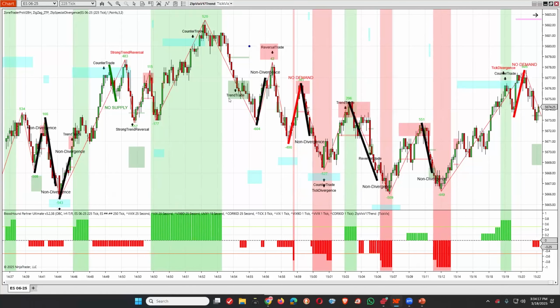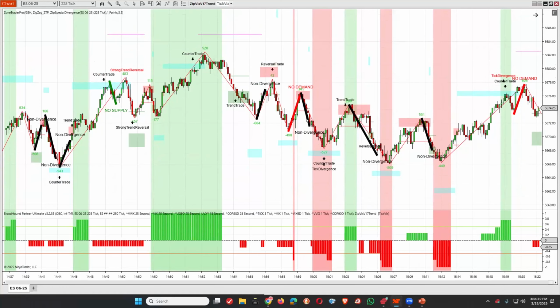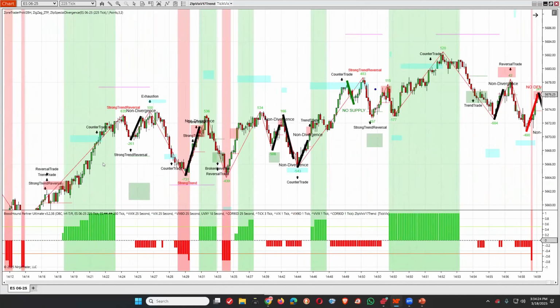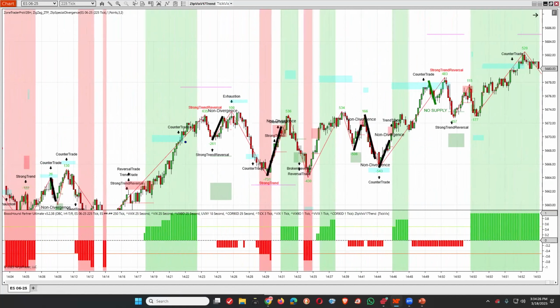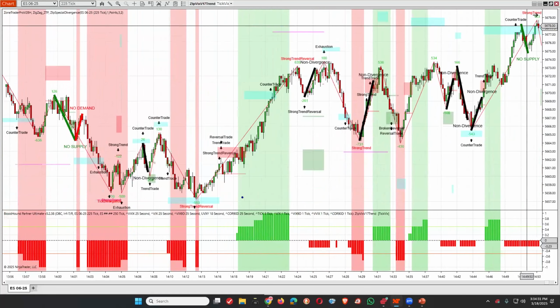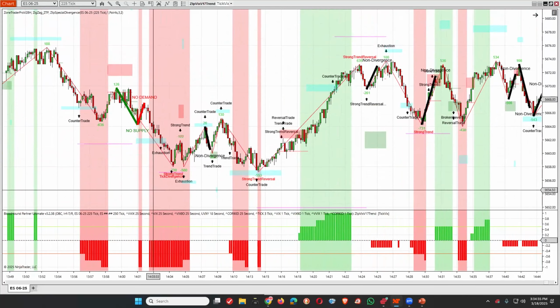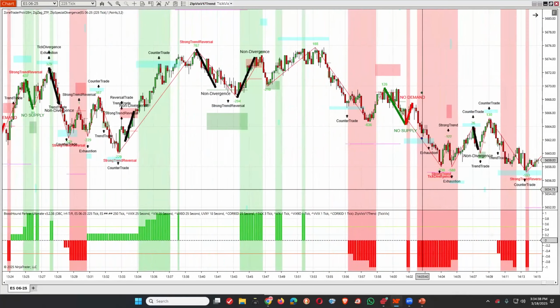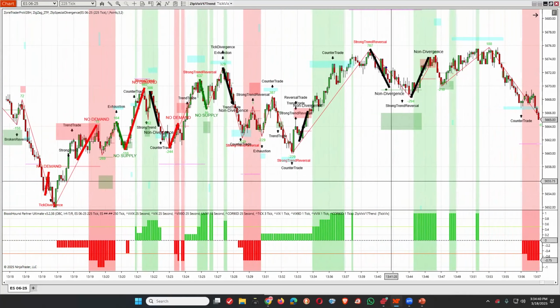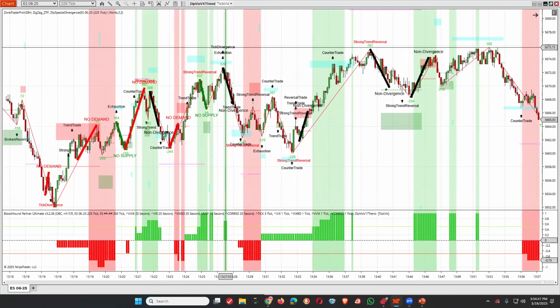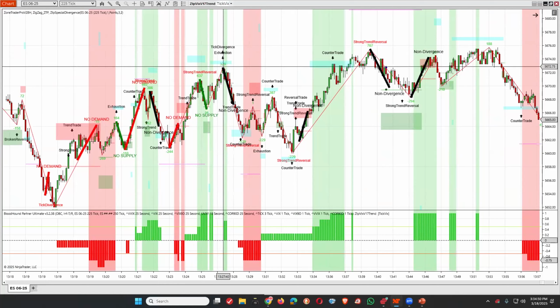The software does show tick divergences also. Let me see if I could find one. Right here on this exhaustion pattern right here. Again, nice reason for a trade. There's a divergence in $ tick right there.